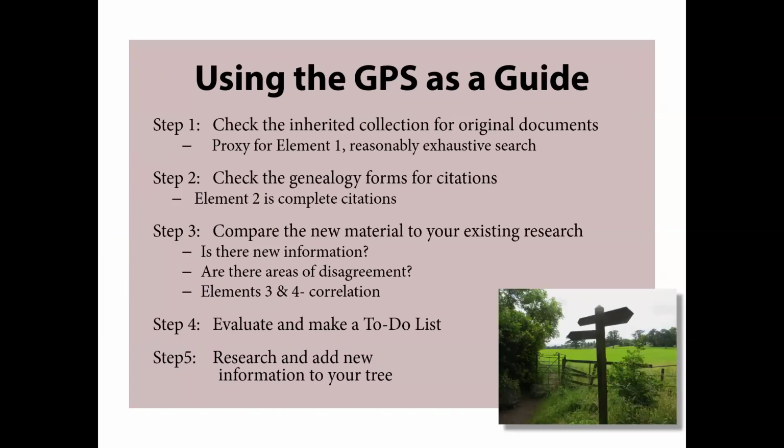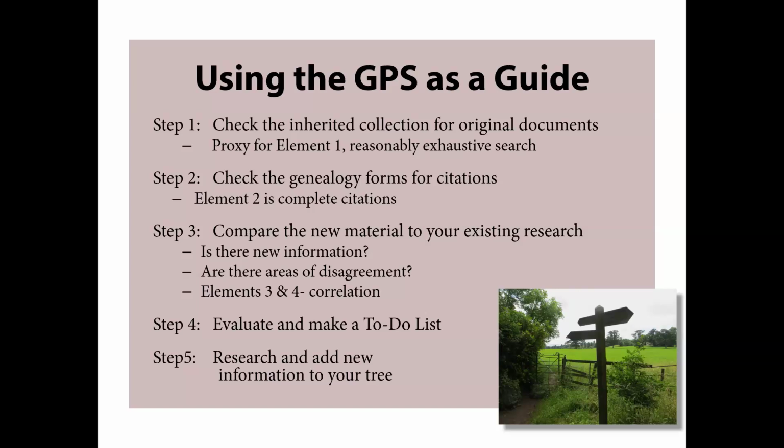When you're using the GPS as a guide, you want to think about following these steps. Step one, check the inherited collection for any original documents, doing the reasonably exhaustive search to identify all the original documents in that collection. Then step two should be to check all the genealogy forms that may have been kept for any citations that have been noted. Any of those notes you find, you want to note if they have any citations so you know where that information might have come from.